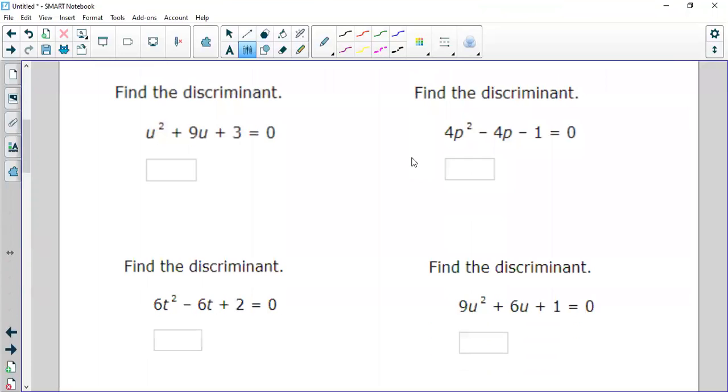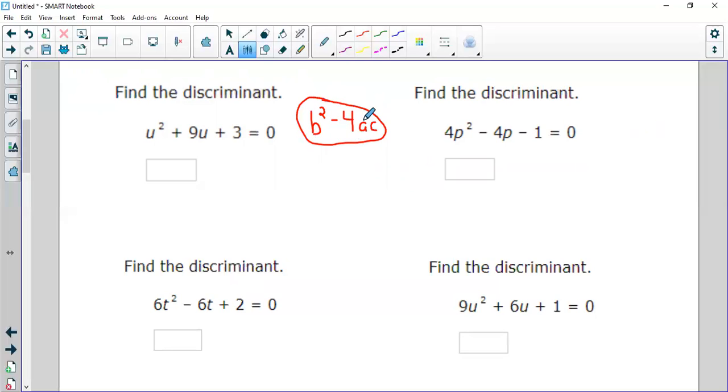So I got 4 examples here. We're going to find the discriminant. So I'm just going to rewrite down right here the formula. B squared minus 4ac. Get used to that formula. Stick it in your head. Write it down on top of your paper anytime you're doing this so that you can always access it.